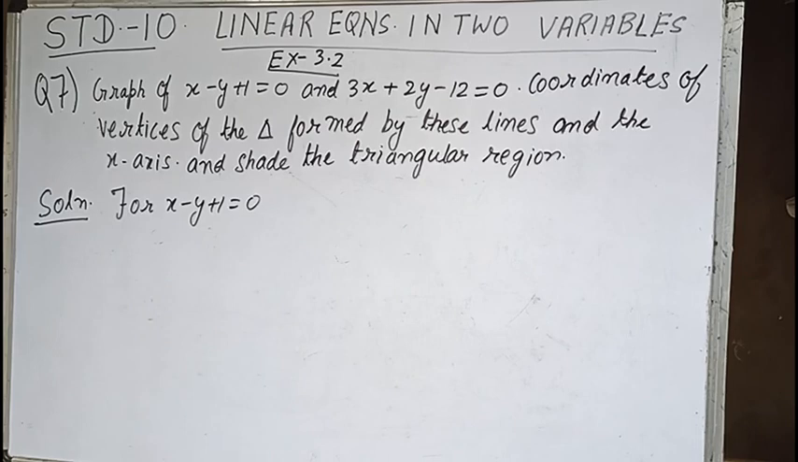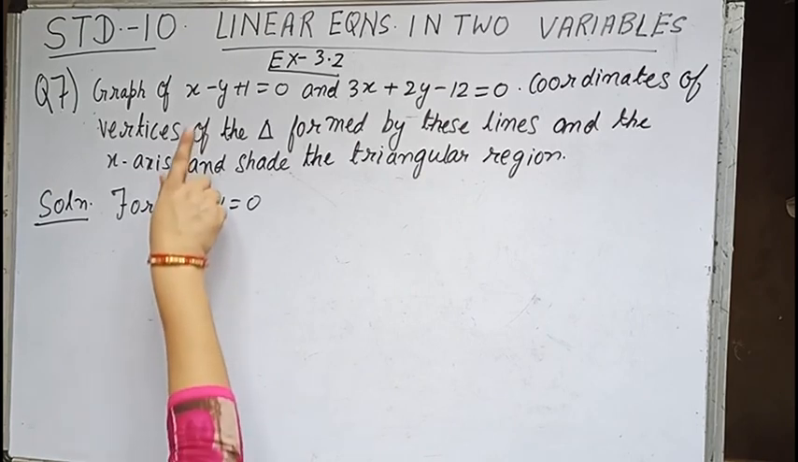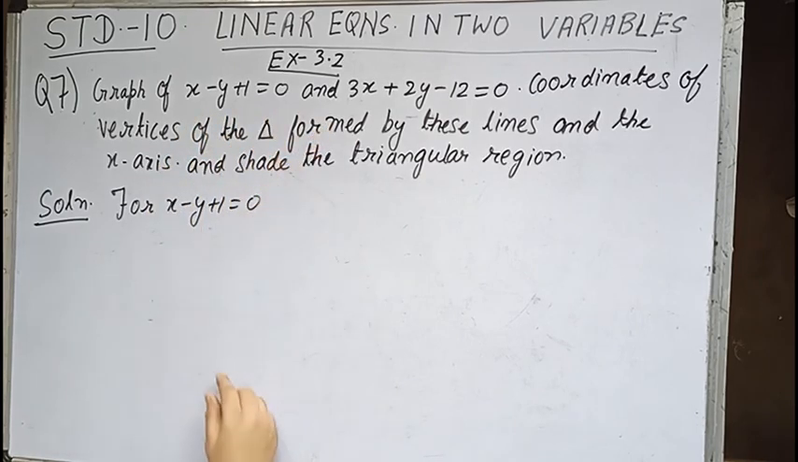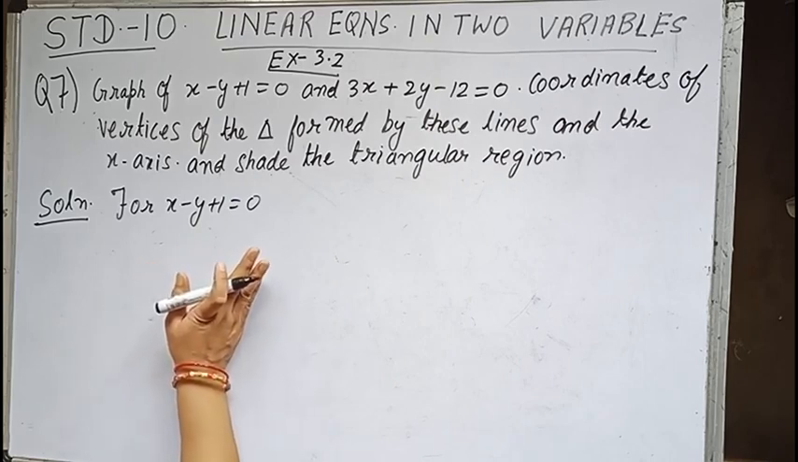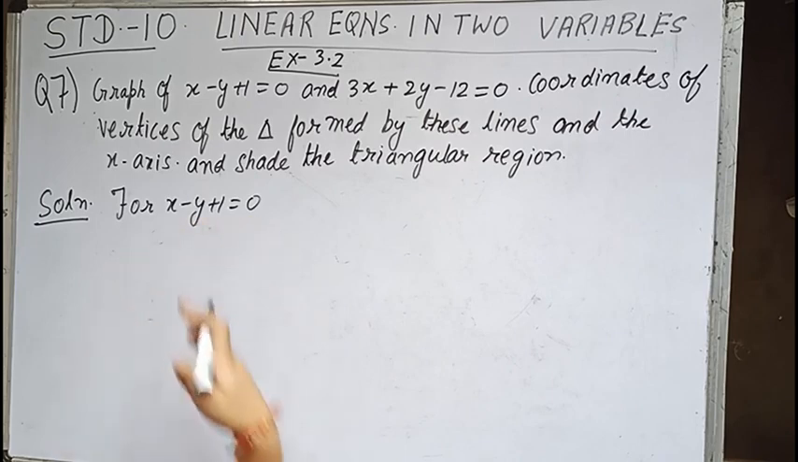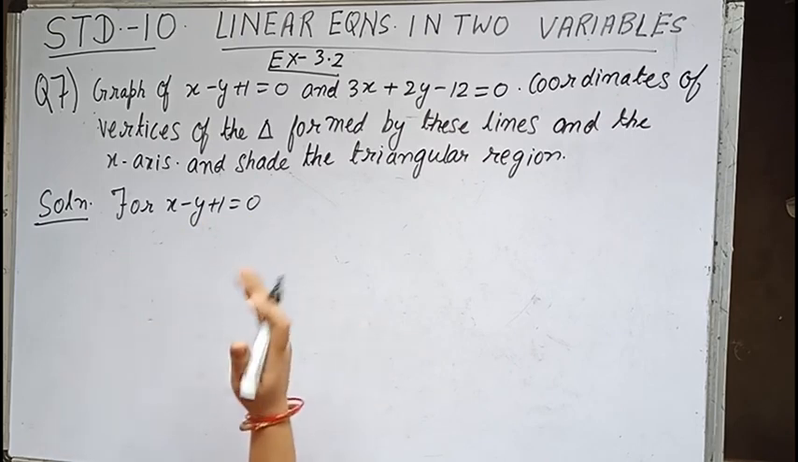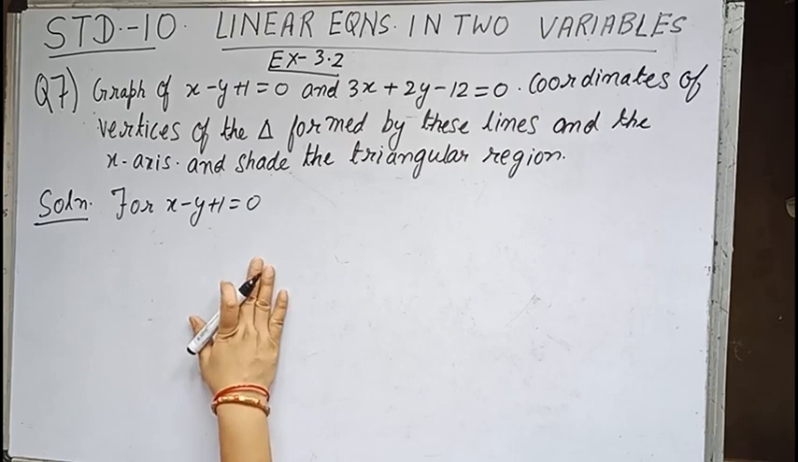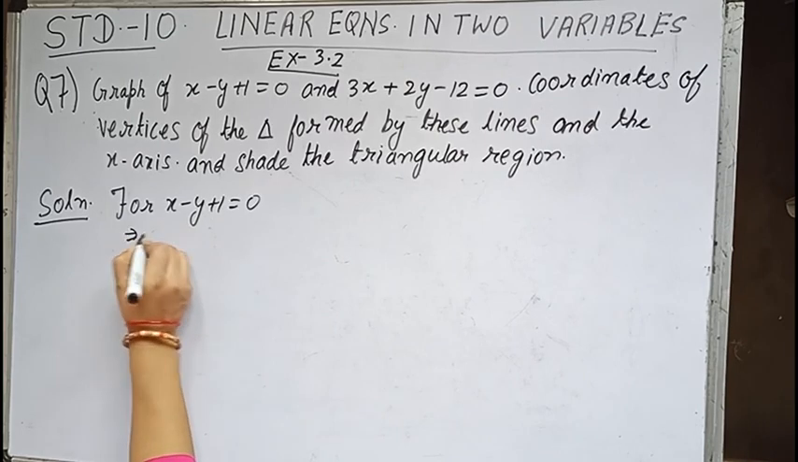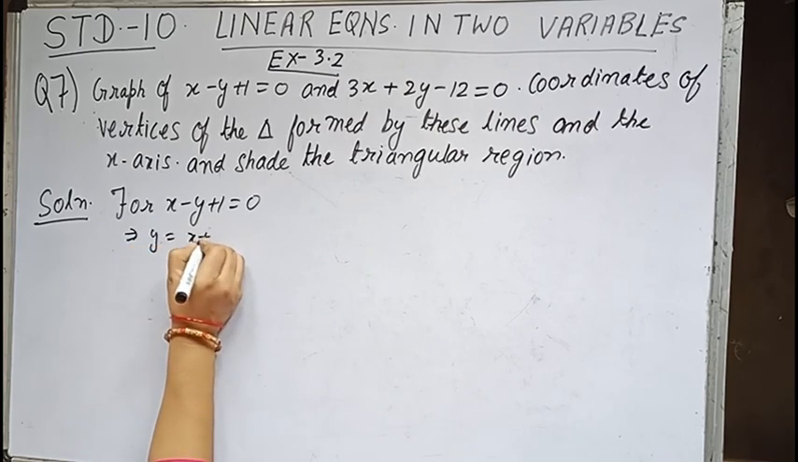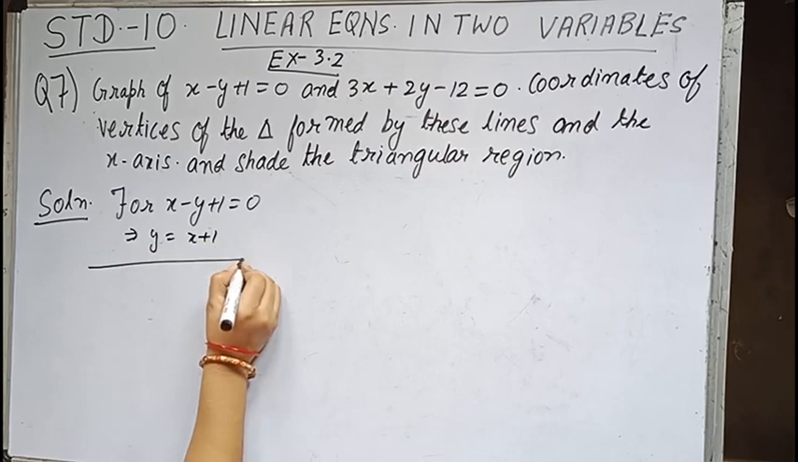Let us start. First section, that is draw the graph of x minus y plus 1 equals 0 and 3x plus 2y minus 12 equals 0. Now we know everything. We know how to draw the graph, we know how to find the coordinates of the triangle, and after that we can shade the required triangle. So for x minus y plus 1 equals 0, we can write y equals x plus 1. Let us make the box.